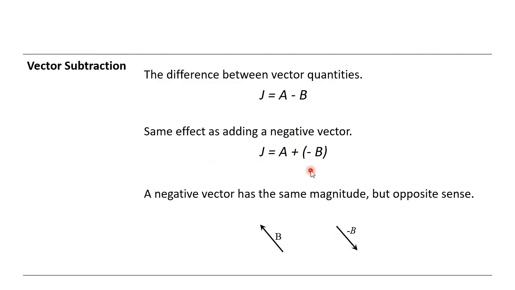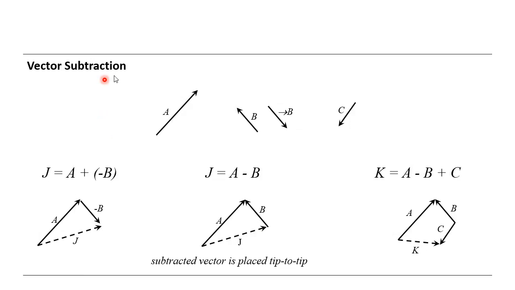Same effect as adding a negative vector, like this. And the negative vector has the same magnitude, but opposite direction. This is B, and this is the negative of B. So vector subtraction, let's say G is equal to A plus minus B, is graphically shown like this. A is this one, and B is in that direction. So you see, this is B here, and this is the negative B here.